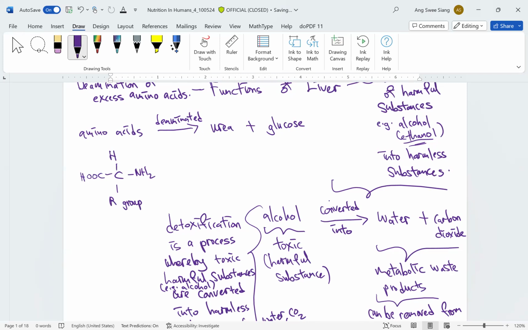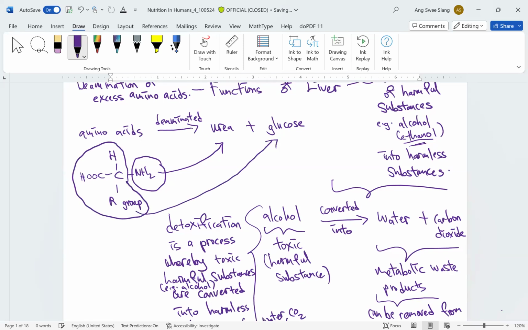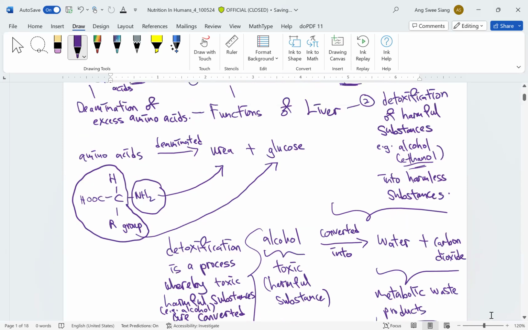Now, during deamination, what happened? This amino group will form the urea. Then the remaining part of the amino acid will form the glucose. During deamination, I know my pronunciation may not be very clear, but please don't write "animation". I always see this error. I hope it's not due to my poor pronunciation.